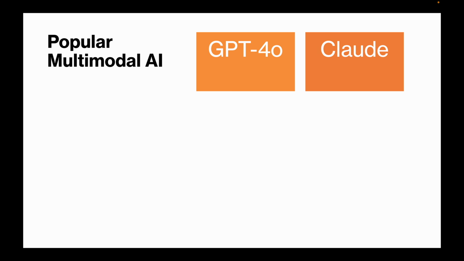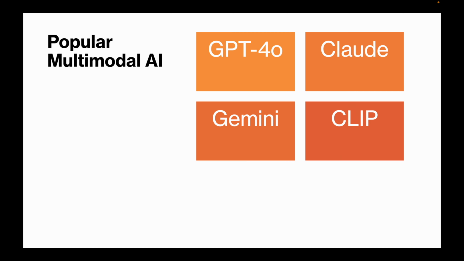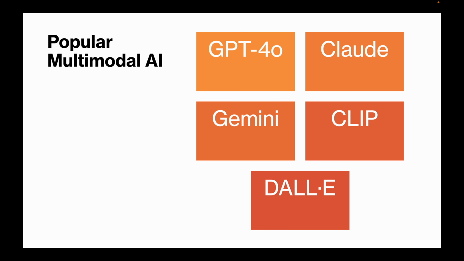Popular multimodal AI. Here are some widely known multimodal systems. GPT-4 handles text, images, and audio. Claude has strong reasoning with multimodal capabilities. Gemini is designed for multimodal reasoning. CLIP connects images and text. DALL-E generates images from text. So these are some of the popular multimodal AI systems.